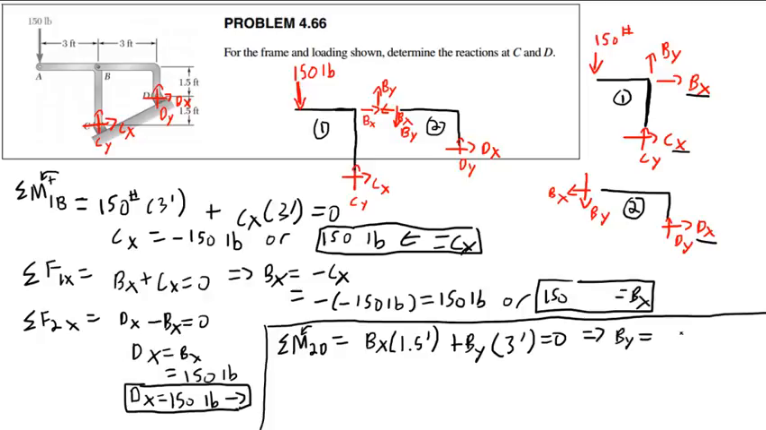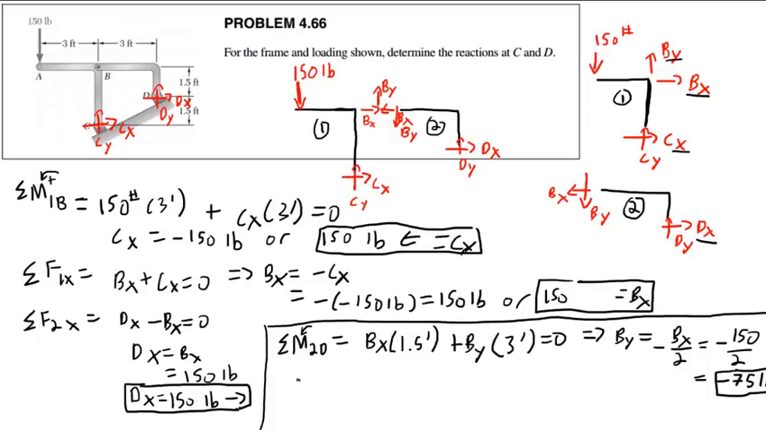So then BY is 1/2 BX, or just BX over 2, or actually negative BX over 2. So negative 150 over 2, or negative 75 pounds. So that means that BY is actually pushing down on object one and pulling up on object two. So we have that one. We have BY.